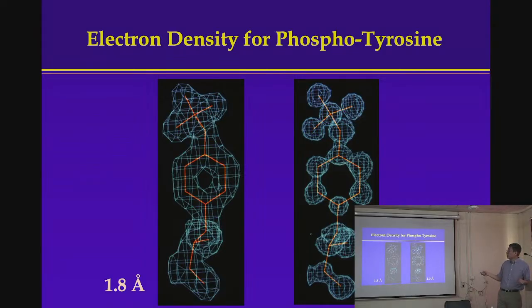Okay? So obviously, this one has more information than this one. Here you can see individual atoms. Here you know it should be a phenyl ring, so build a phenyl ring underneath it.